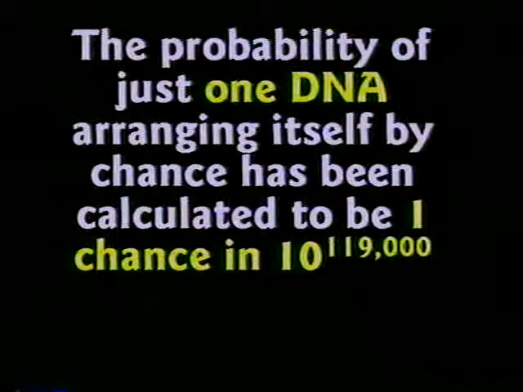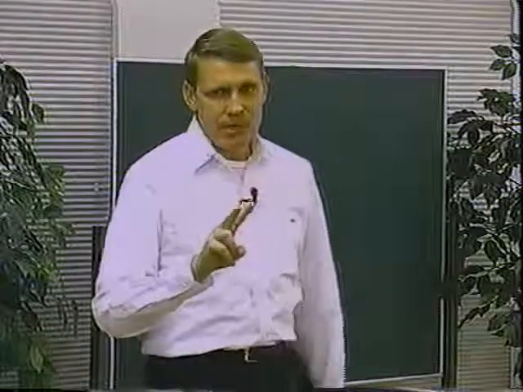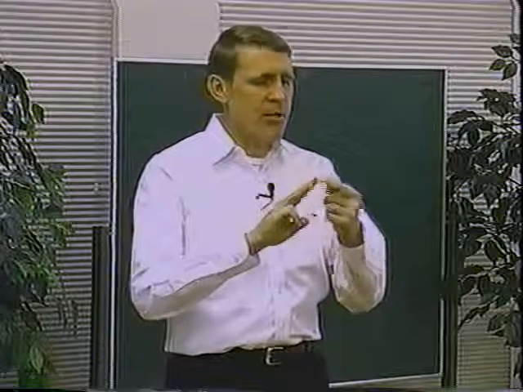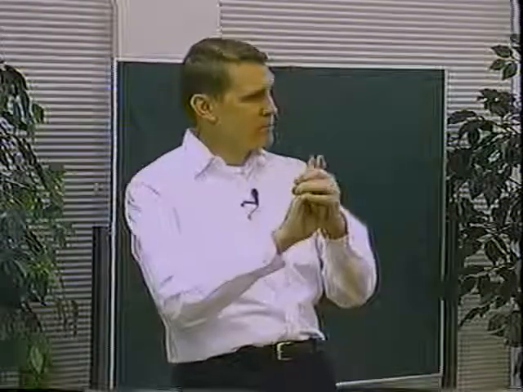Now, if you don't know the way powers work, 10 to the second power means 10 times itself 2 times. That's 100. 10 to the third power is 10 times itself times itself. That would be 1,000. It would have 3 zeros. 10 to the 119,000th power is 10 with 119,000 zeros behind it.